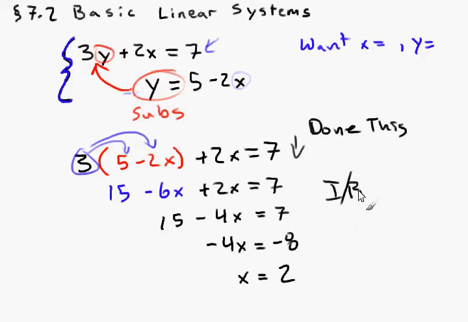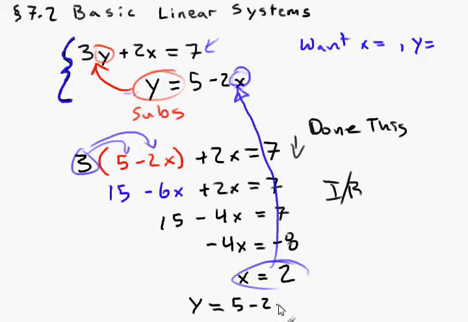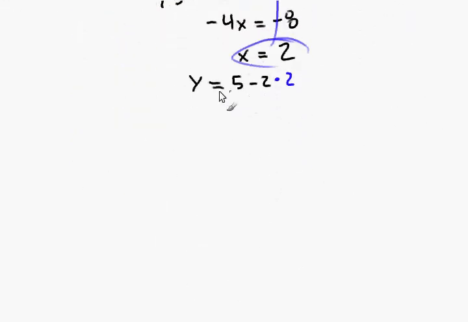But we're not done yet. We still need to know what y is. So I'm going to take this value for x, plug it all the way up back in there for this x, and I'll figure out what y is. y is equal to 5 minus 2 times x, which is 2. y is equal to 5 minus 4, so y is 1, and x was 2.